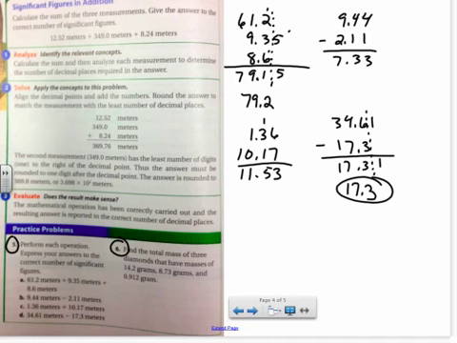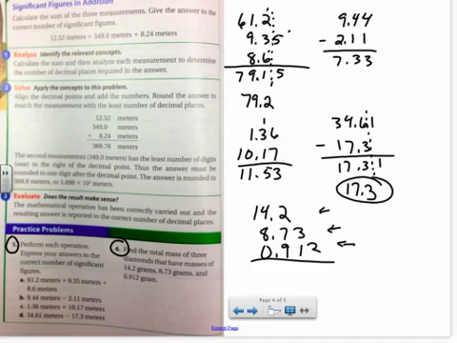Number 6, find the total mass of 3 diamonds that have masses of 14.2 grams, 8.73, and 0.912. So here we go, 14.2, 8.73, and 0.912. All right, so on this one, they did a great job. They measured that one to the nearest thousandth, this one to the nearest hundredth, but this one only to the nearest tenth.